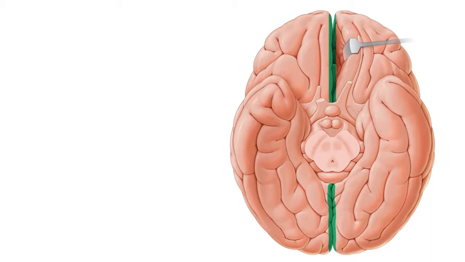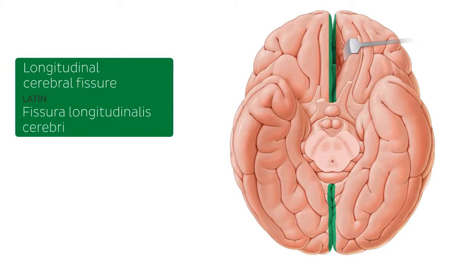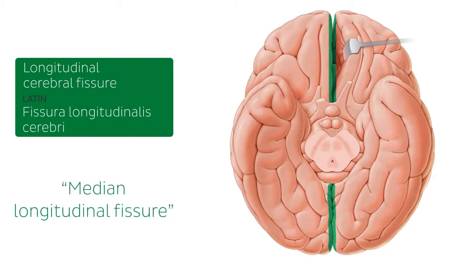And right now we're looking at the first highlight, the first structure that we're going to be talking about, which is the longitudinal cerebral fissure. Now this structure is very prominent and clearly definable, and it is also known as the median longitudinal fissure. This deep groove separates the two hemispheres of the brain. In the depth of the longitudinal fissure lies the corpus callosum, which you can see a little bit here. And inside the fissure is located the falx cerebri.